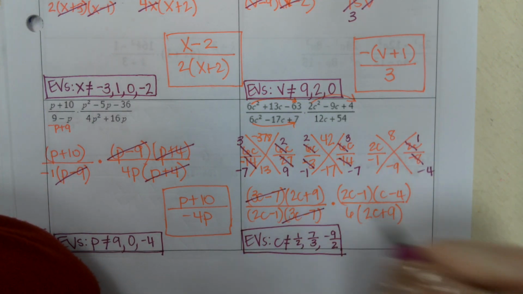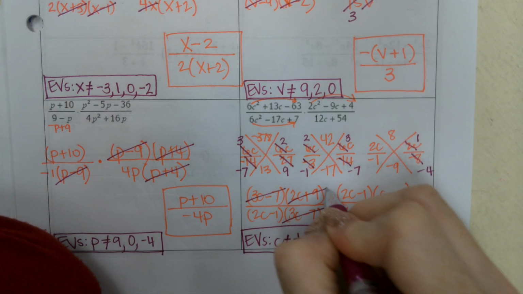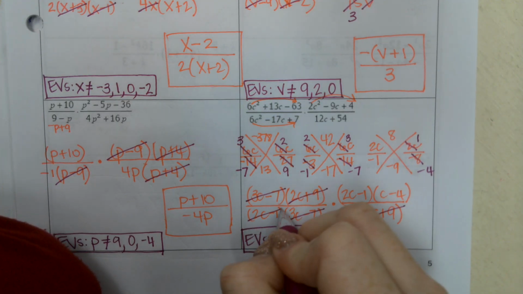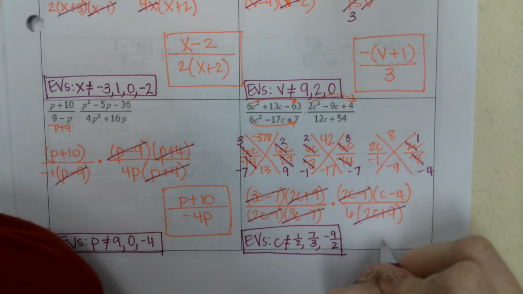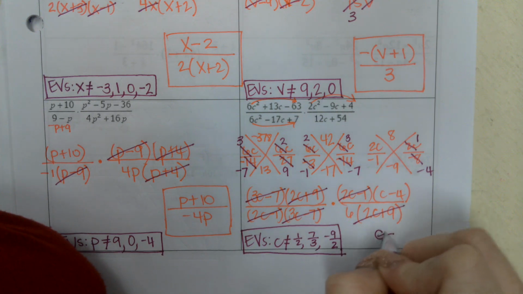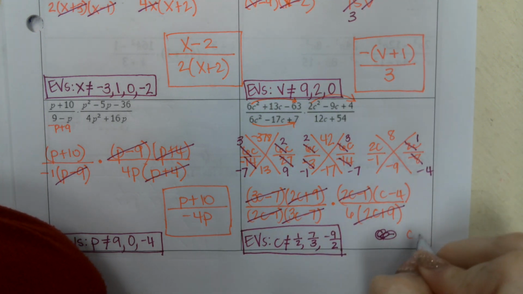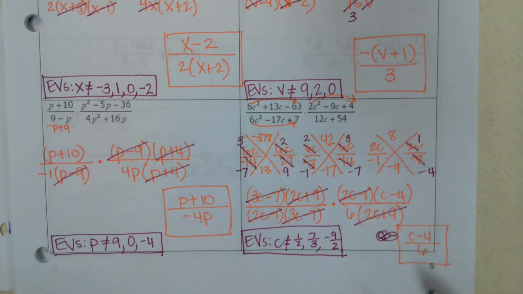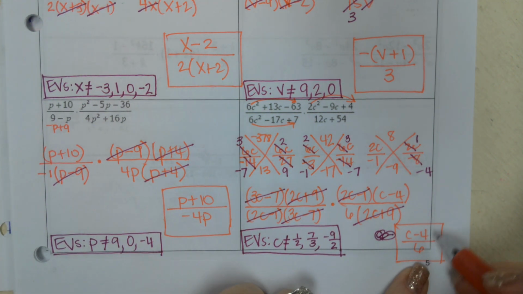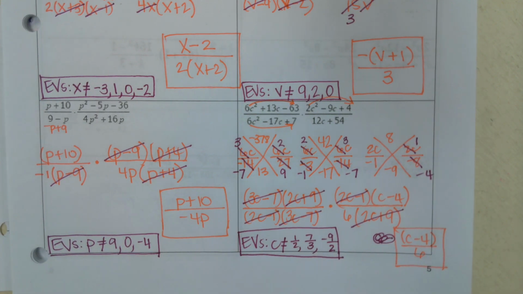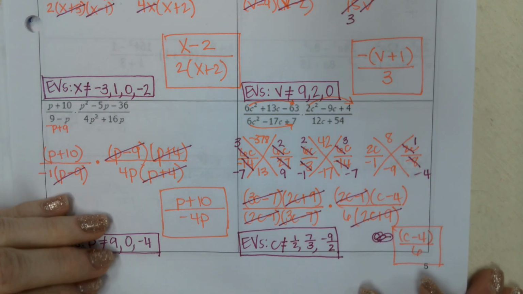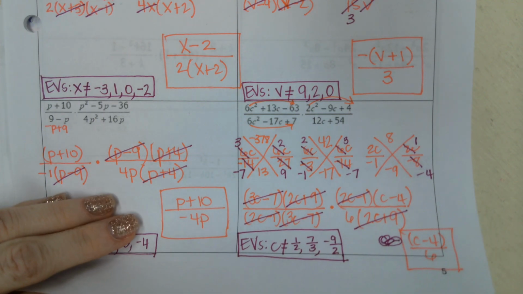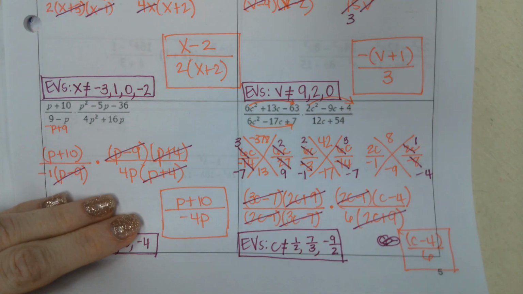We got 3c minus 7, 2c plus 9, 2c minus 1, and that's it. So I have c minus 4 over 6, and I'm done. Please, please, please, y'all. That does not become negative 2 over 3. Remember, that c minus 4 is protected, okay? It is protected. So we factor, we find excluded values, we simplify, okay?